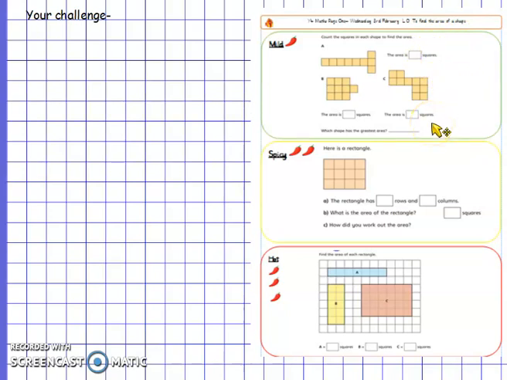Please don't just write your answers on the sheet. You need to write them in your maths book. So you'll look at the question, you'll write the letter in your maths book, and if it's a sentence, you might need to write it out. So the area is something squares, and you'll write that as a sentence in your book, just like you would if you were in school. You are allowed to draw on the sheet to count up the squares or to make little jottings or sums, but your answers must go in your book so that we can mark them.